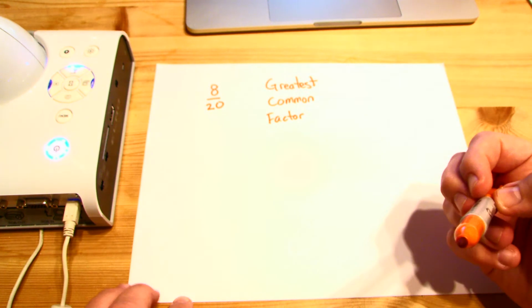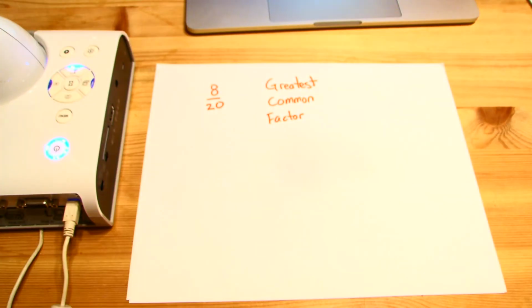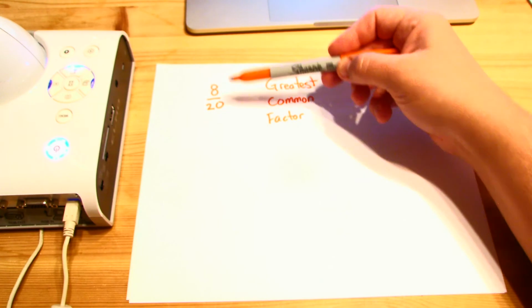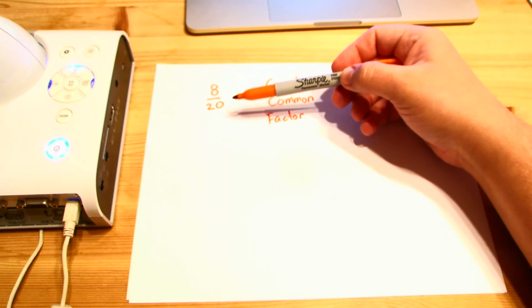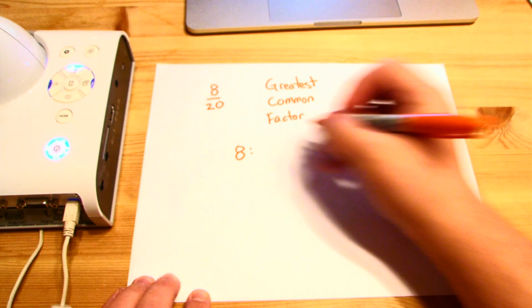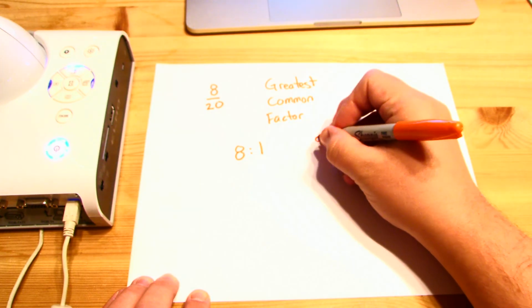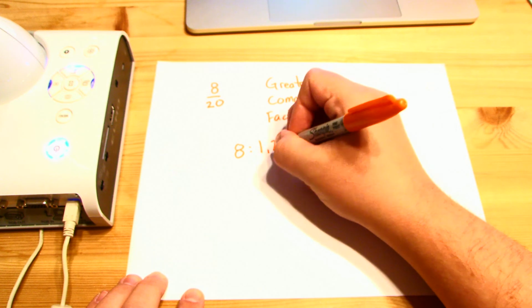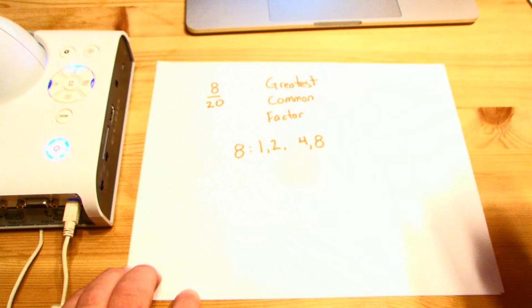The way that you're going to do this is you are going to find all of the factors for both the numerator's number and the denominator's number. Okay, so if I was looking at factors for 8, I know that 1 and 8 can be multiplied to get 8, because remember, factors are two numbers we can multiply together to get that specific number. So I also know that 2 times 4 equals 8.